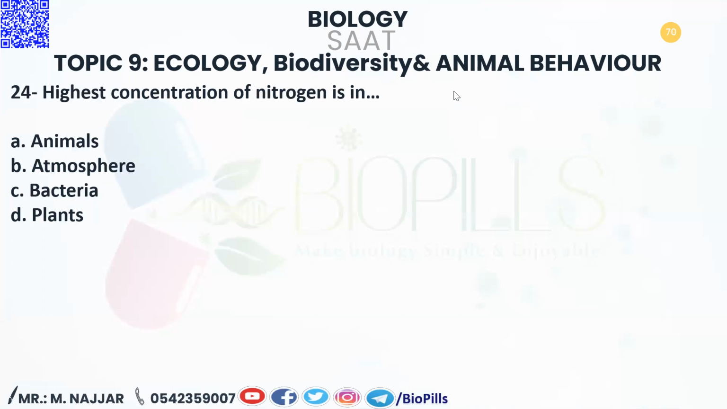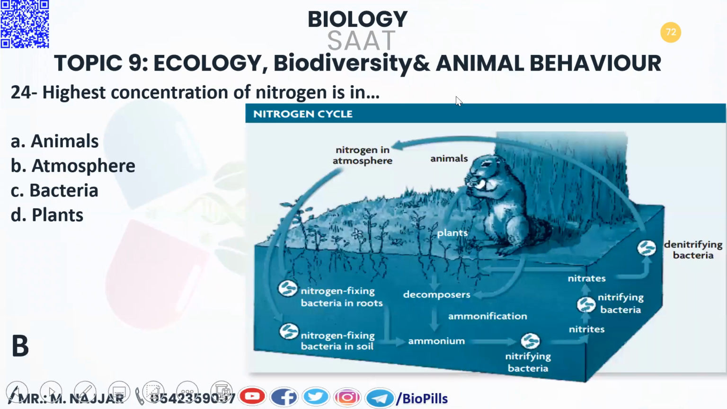Question number 24. Highest concentration of nitrogen is in A, animals. B, atmosphere. C, bacteria. D, plants. Of course, the greatest portion of nitrogen is in the atmosphere, 78%. Exactly, it is found in the atmosphere.